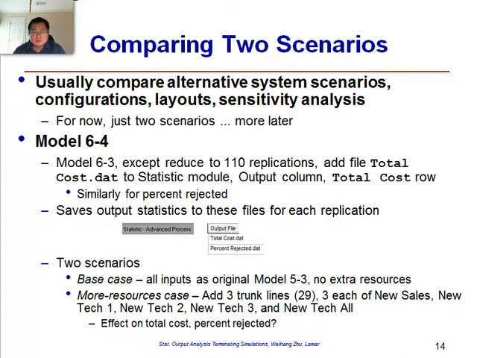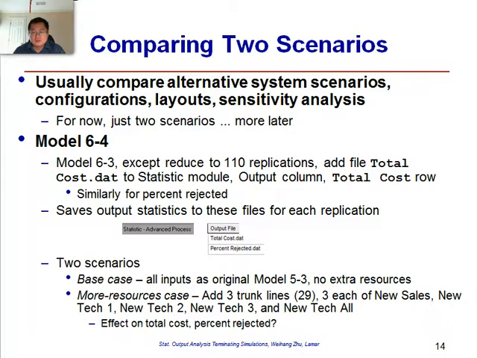We start with comparison of two scenarios. Model 6-4 runs 110 replications. In order to use Arena Output Analyzer, we need to modify the statistics modules to output total cost and % rejected to our .dat files. The files will be saved automatically to the same folder as the Arena model.